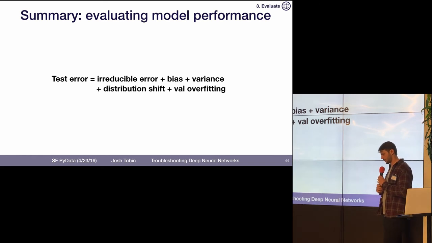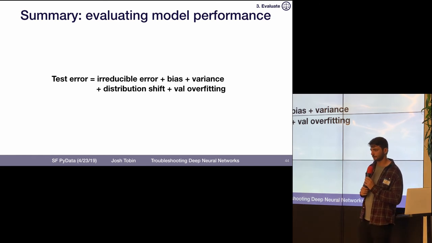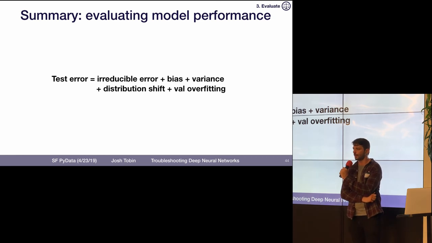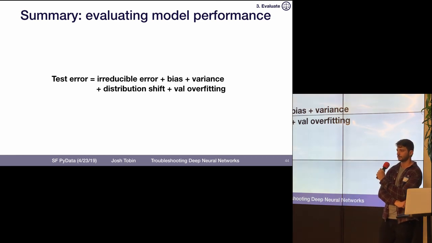What else helps here? Do you cross-validate on smaller models? What do you mean by that? Like do a five-fold cross-validation? Yeah, so for deep learning, we almost never use k-fold cross-validation.